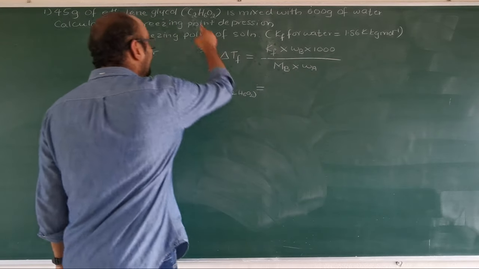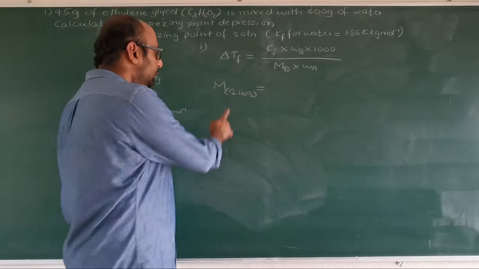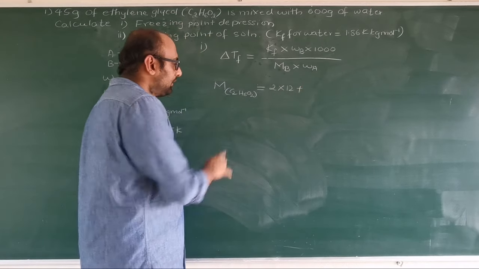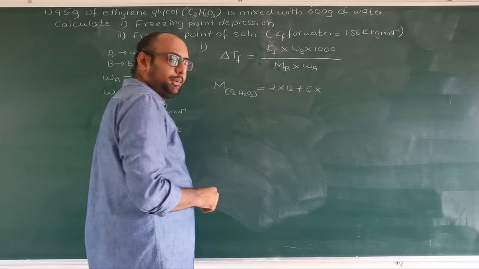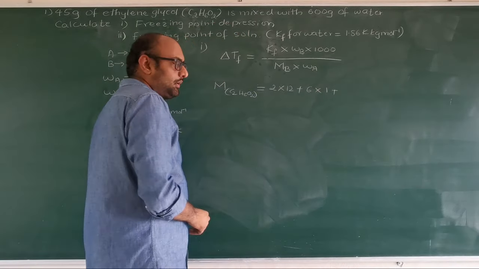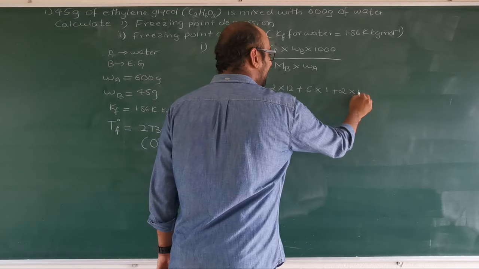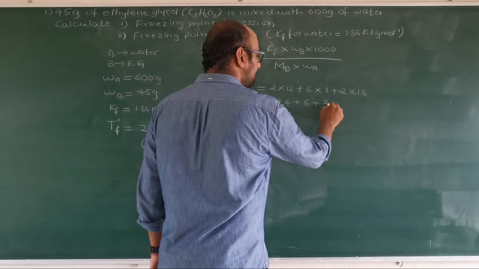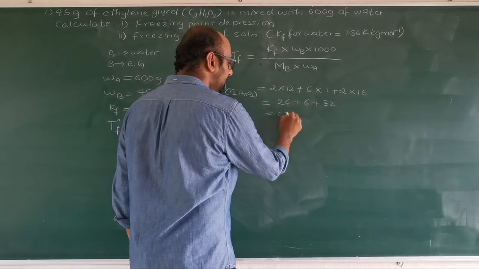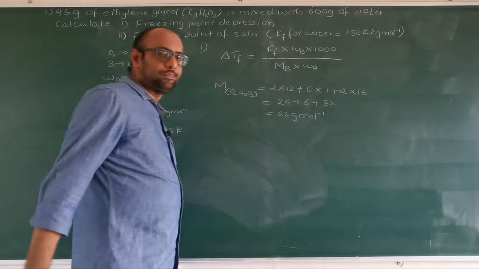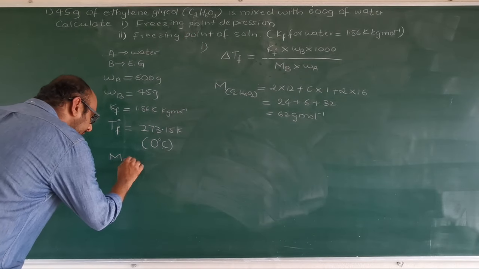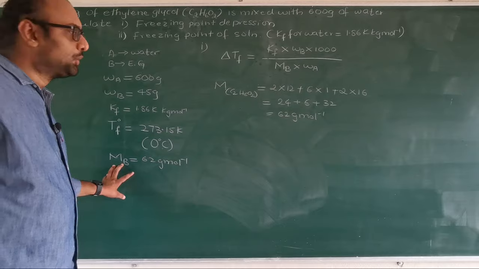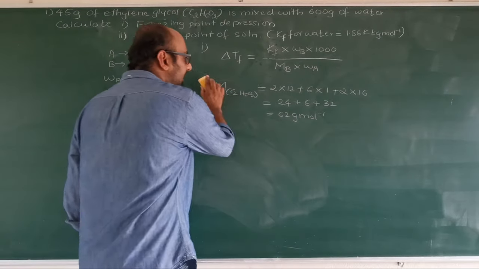The solute is C2H6O2. The molecular formula is given, so you can calculate the molar mass. Two carbon atoms are there, the atomic mass of carbon is 12. Plus 6 hydrogen atoms, the atomic mass of hydrogen is approximately 1. And 2 oxygen atoms multiplied by 16. So this is 24 plus 6 plus 32, and the value will be 62 gram per mole. So I calculated MB here, MB is 62 gram per mole. Now you can substitute this MB value here. Now let us calculate delta TF.